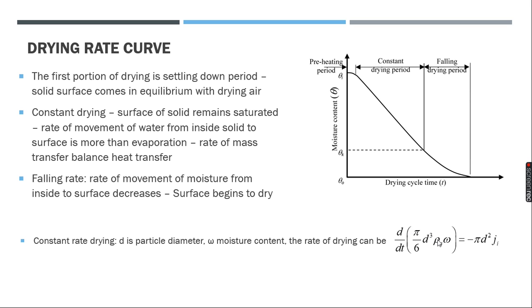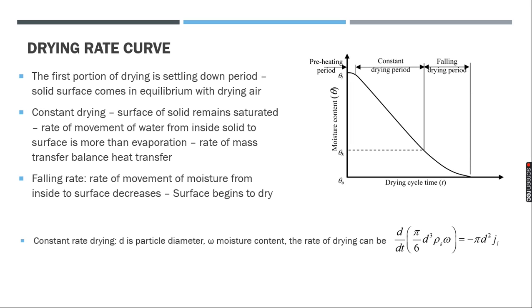You can see we are writing a little expression here, pi by 6 d_p^3 rho_s. That talks about the volumetric size of a particle. So this is volume, this is density, so mass of the particle, and omega is the moisture content. So pi by 6 d_p^3 rho_s into omega is the total amount of water which is going to be removed, so water amount essentially.